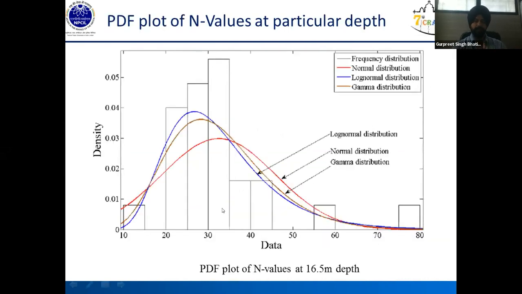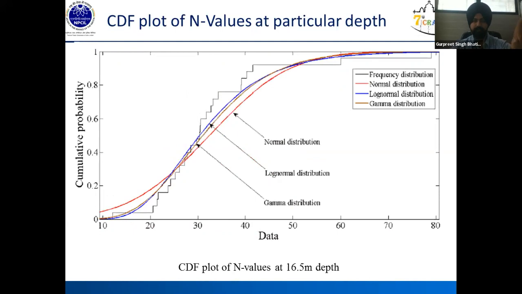So how have we done it? This is for the same depth, 16.5 meter, using all the 25 boreholes. This is the probability distribution function which we have made out of the data which we have collected. In geotechnical engineering, researchers generally use three kinds of functions: normal distribution, log normal distribution, and gamma distribution. These distributions have been used in this study, and as you can see, all three curves lie closely to each other in the PDF analysis. Similarly, when we conduct the CDF analysis, the cumulative distribution function analysis of the data, the curves are also almost close to each other.